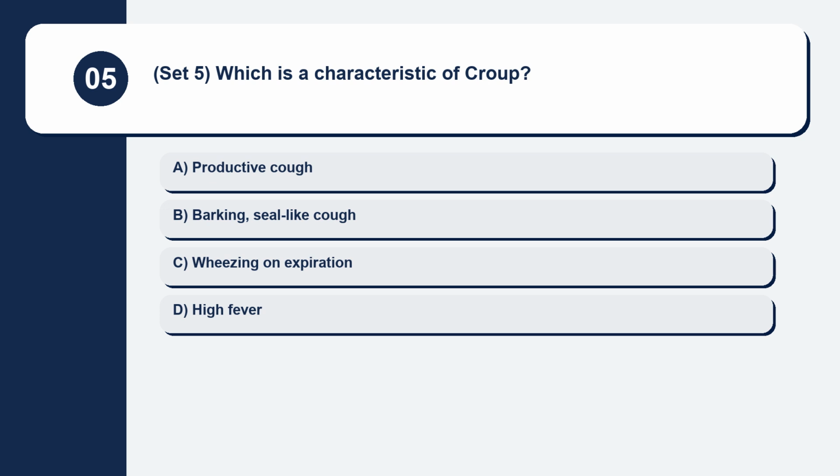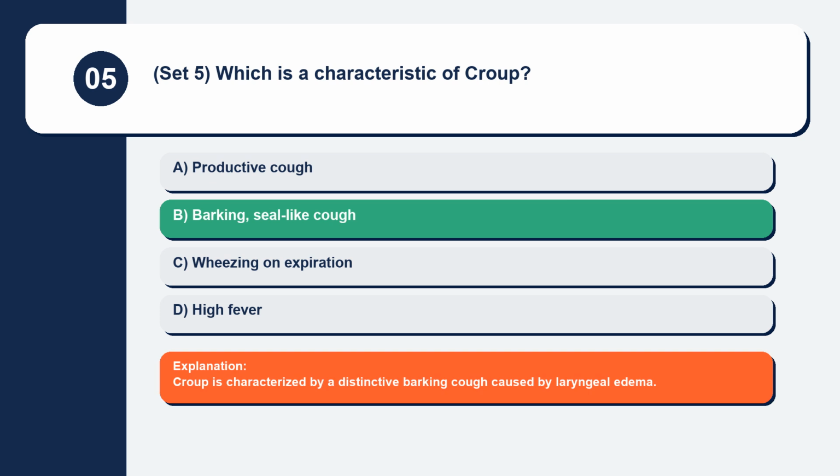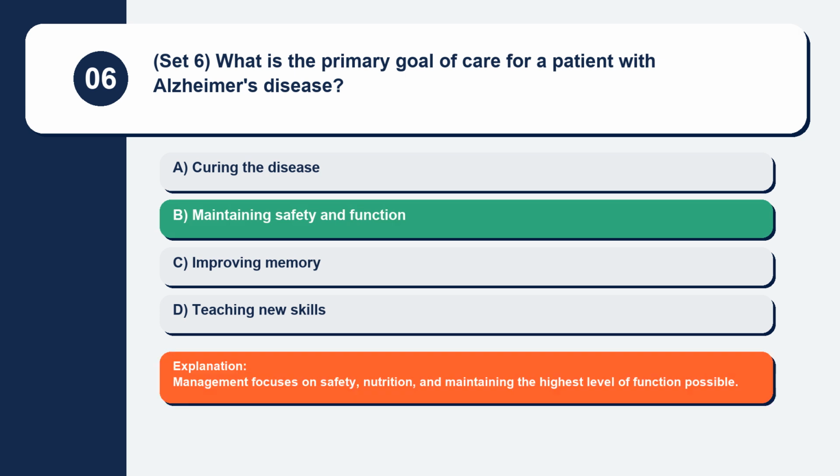Question 5. Set 5. Which is a characteristic of croup? Productive cough, barking seal-like cough, wheezing on expiration, high fever. Croup is characterized by a distinctive barking cough caused by laryngeal edema. Question 6. Set 6. What is the primary goal of care for a patient with Alzheimer's disease? Curing the disease, maintaining safety and function, improving memory, teaching new skills. Management focuses on safety, nutrition, and maintaining the highest level of function possible.